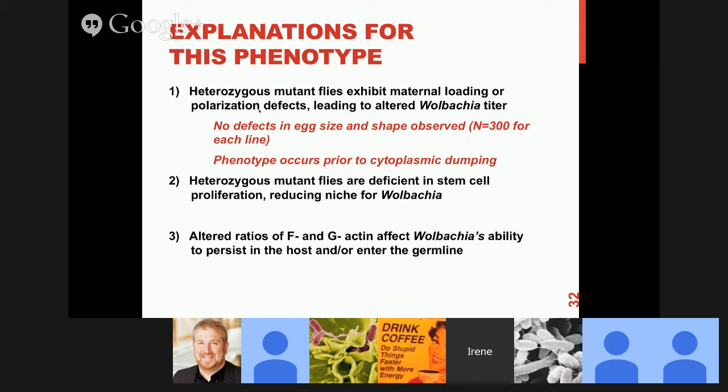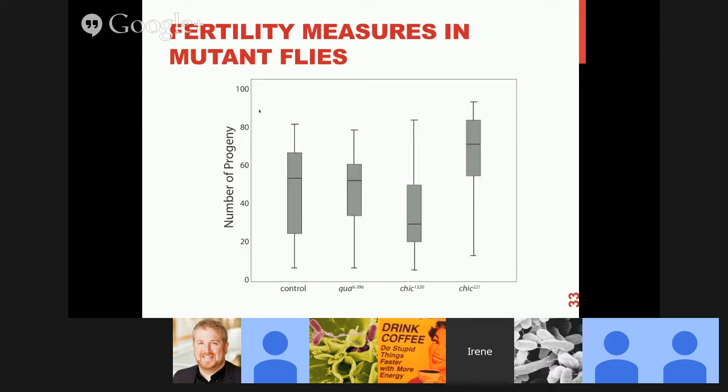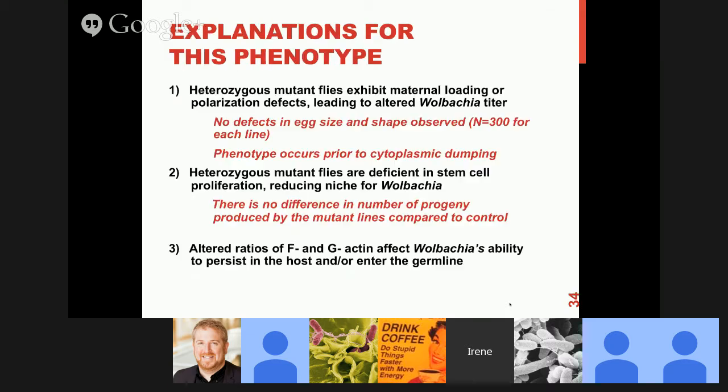The second possible explanation is that heterozygous mutant flies are deficient in stem cell proliferation, potentially reducing the niche for Wolbachia. And one way to characterize that is by counting the number of progeny of each of these lines. Compared to our control lines, each of our heterozygous mutant lines produce statistically indistinguishable numbers of progeny. So we did not find there to be any difference, at least in this gross analysis of proliferation of stem cells across the different lines. So this is not an explanation for our data.